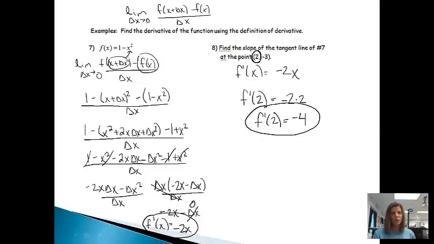And if you remember, in a previous video when I drew a graph of this, we had a parabola on one of our other problems, and the derivative was a line. Notice that's exactly what I got, the equation of a line, when I did that.